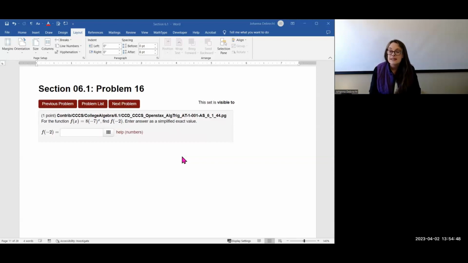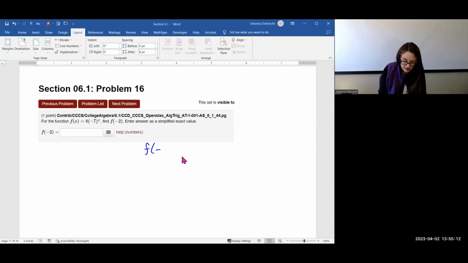Now the question is, is this exponential, or is this just some other kind of function? Well, I've got a negative 7 as the base. That's not allowed, which tells me that this is not exponential. It's a function, it's just not exponential. So when I look at this, I can still find f of negative 2.